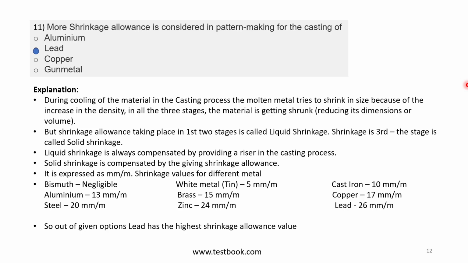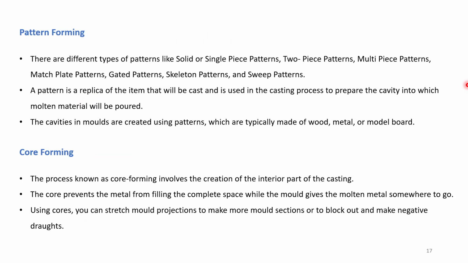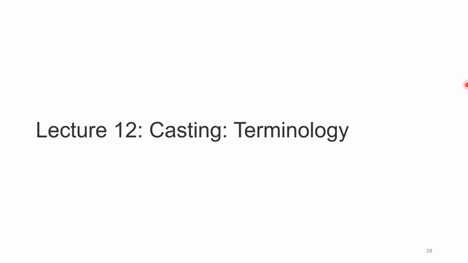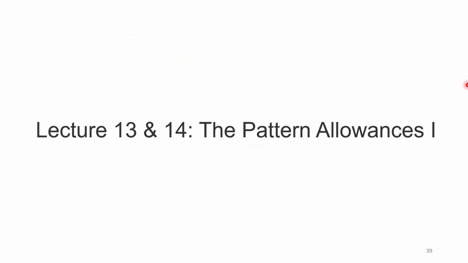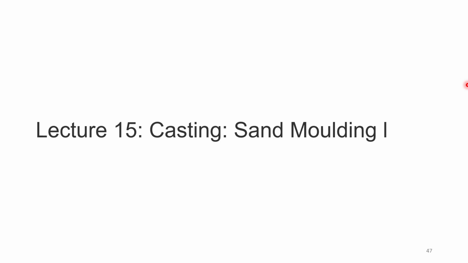Okay, next up, we went through the lectures. The first lecture was steps of casting processes. Then we went through the casting terminologies. Then we went through pattern allowance, lectures 13 and 14. Okay, this was shake allowance. This is the negative one. Next we went through sand molding. Sand molding will be continued in the next lecture.